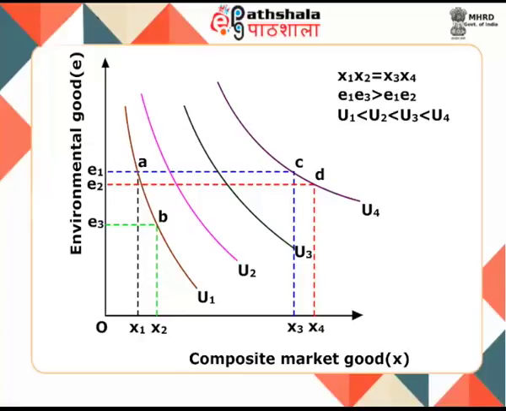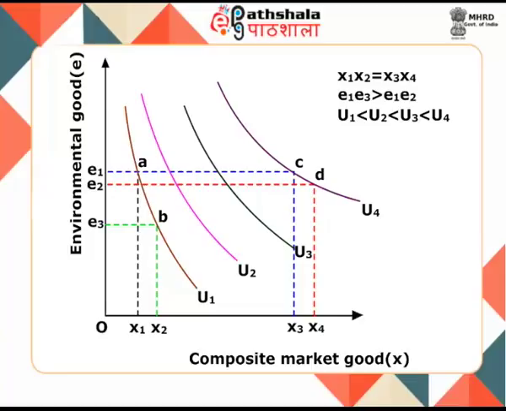At low levels of X, environment is less valuable, hence a loss of utility because of a small decrease in X will be offset by a large quantity of E. But as we move to higher values of X, a smaller quantity of E will be required to offset the same quantity of composite market good X. Thus, higher indifference curves represent a higher level of utility.